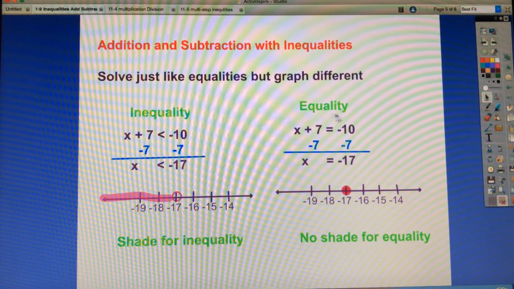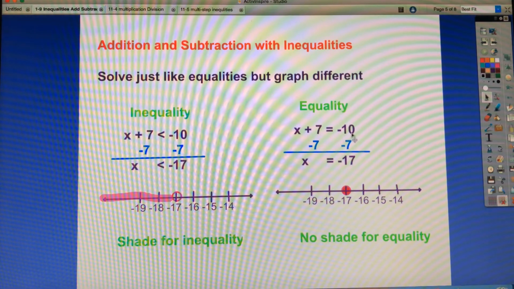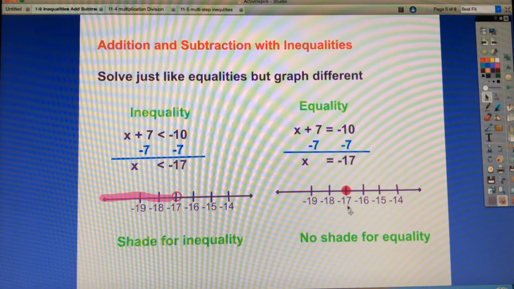If you had an equality, x plus 7 equals negative 10, you would use the inverse operation and subtract 7 from both sides. These would cancel out and you'd be left with x equals negative 17. You'd put a solid dot at negative 17 and you're done.